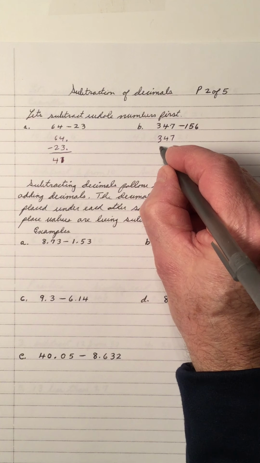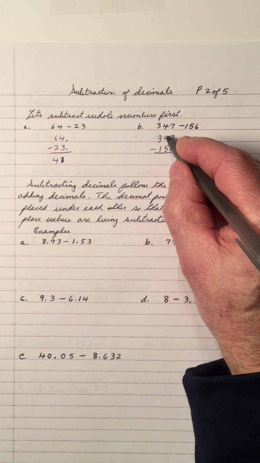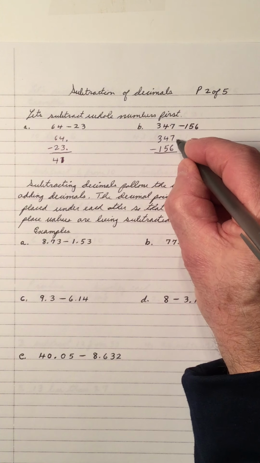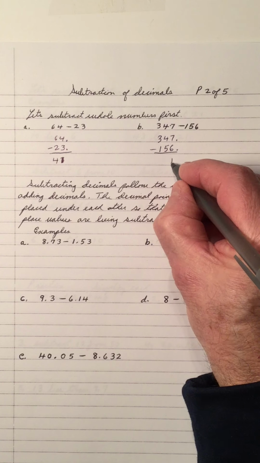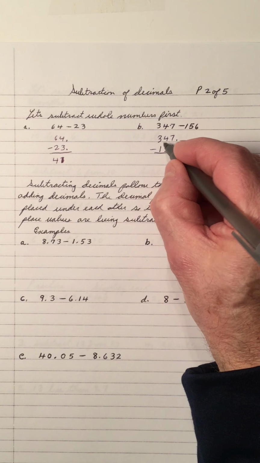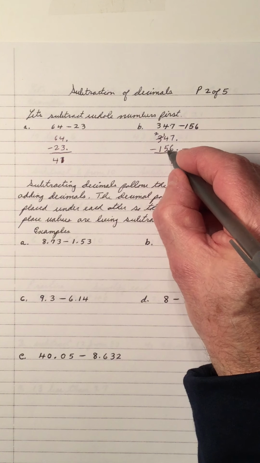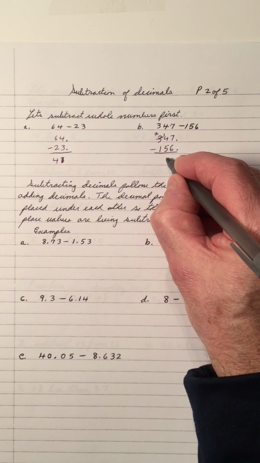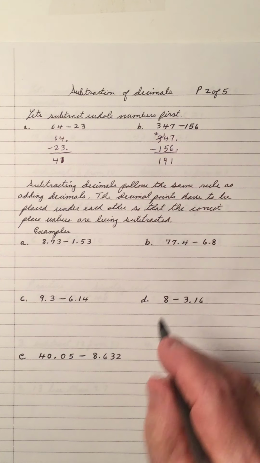347 subtract 156. Again, notice ones, tens, hundreds are all lined up. Decimals are on the right. 7 subtract 6 is 1. 4 subtract 5 can't do it, so the 3 becomes 2, and I make that a 14. 14 subtract 5 is 9. 2 subtract 1 is 1.